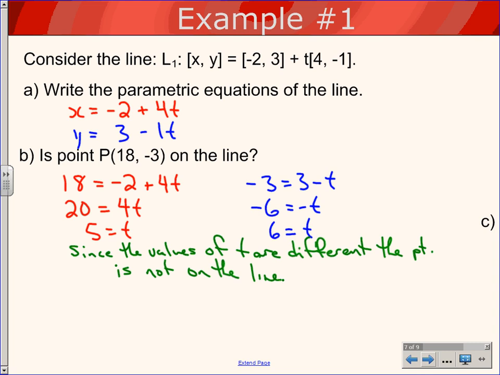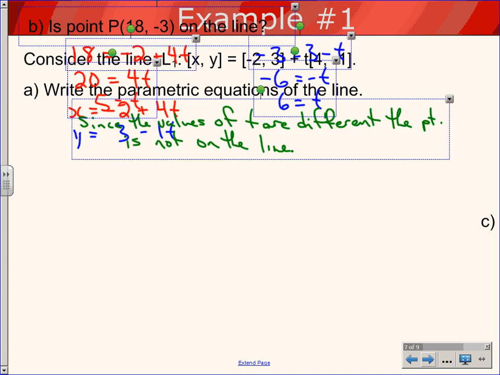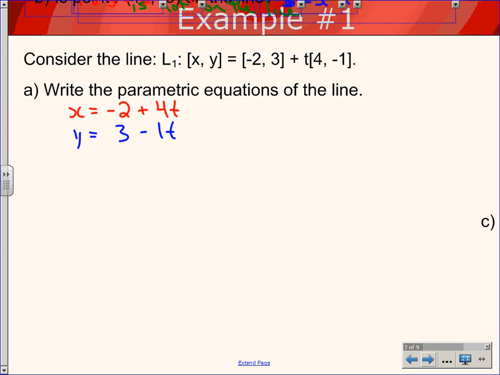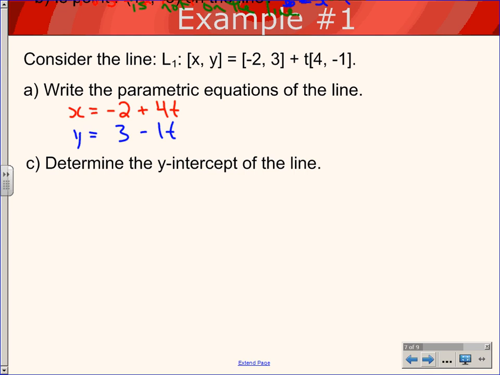Okay. I need to move on to C, but we're not going to have quite enough space. Maybe get this out of the way. Here's part C. Determine the y-intercept of the line. Again, this is one of those ones that's really easy from the grade 9 perspective and a little bit harder for what we have to do now. So it's kind of funny, right? Things are actually harder to do with vectors.